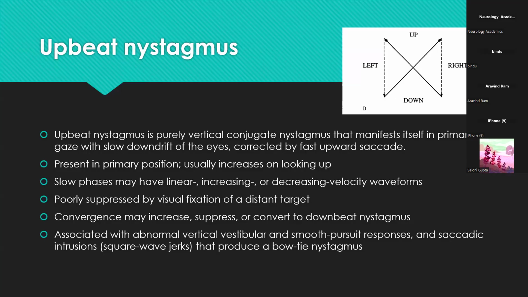And it is poorly suppressed by visual fixation of a target. And convergence again can have a variable effect on it. It can increase, suppress, or convert it to a downbeat nystagmus. And it is usually associated with abnormal vertical vestibular and smooth pursuit responses and saccadic intrusions that can produce a bow tie-like nystagmus. So when there is an upbeat and when it comes down, it can have a variable waveform, and consequently it can appear like a bow tie, as shown in this picture.